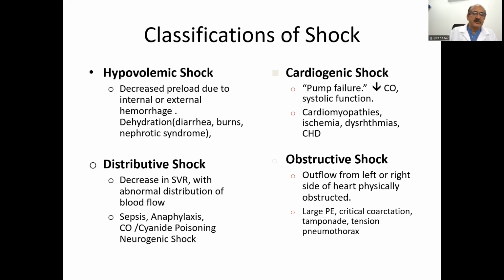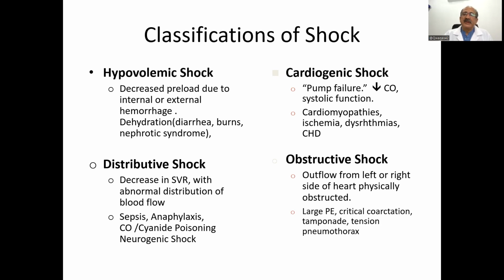And next comes distributive shock: decrease in SVR with abnormal distribution of blood flow. Most commonly, it is seen in sepsis, anaphylaxis, carbon monoxide poisoning, cyanide poisoning, and neurogenic shock, which happens in spinal cord transection, partial or complete.